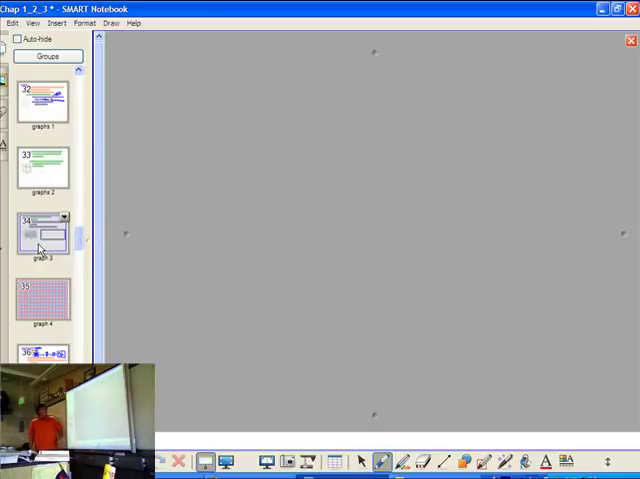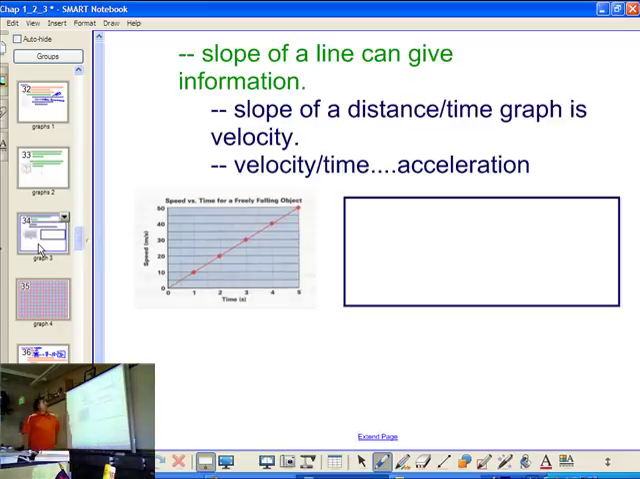Okay, last slide. Now, the slope of a line can also give you information. The slope, that m value. In fact, when you make lines, it will tell you the slope and things like that. For rate graphs, the slope of a distance-time graph is velocity. The slope of a velocity-time graph is acceleration. So if it's a straight line, it's going to be a constant.